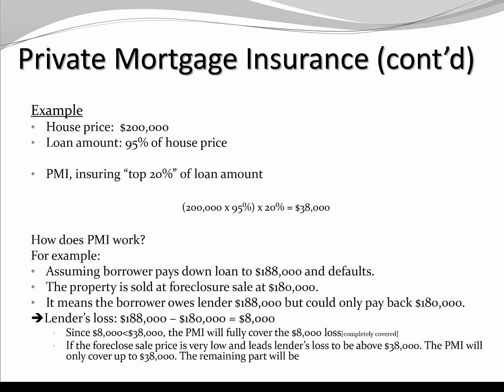However, if the foreclosure sale price is really low and leads the lender's loss to be above $38,000, then the maximum dollar amount the insurance company will provide to the lender will be $38,000. The remaining part will be lost to the lender.